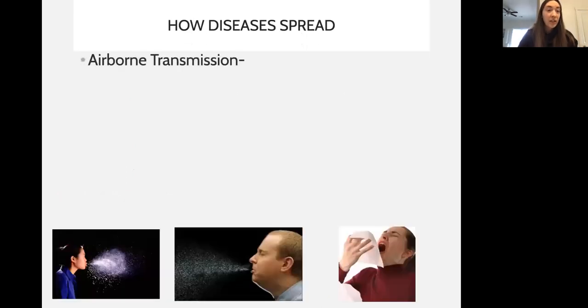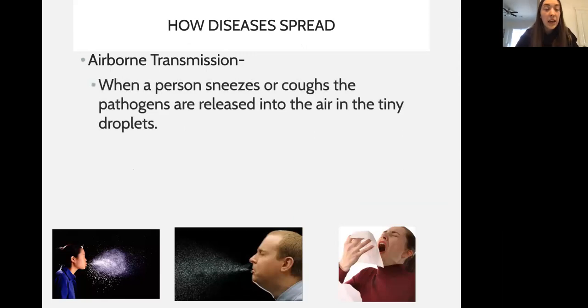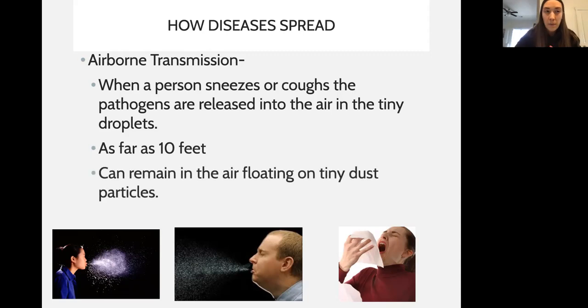Airborne transmission, as we talked about with the sneezing, is when a person sneezes or coughs and the pathogens are released into the air in tiny droplets. So this can go as far as 10 feet. If you want to look up that Mythbusters video, look up Mythbusters sneeze. It's very interesting, and it has a video on all this.